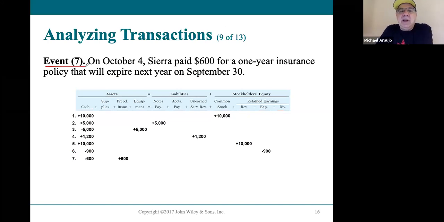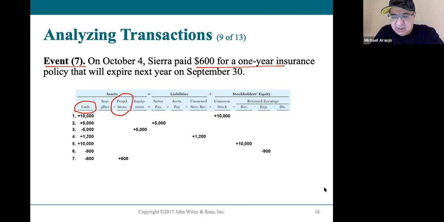Event number 7 happened when Sierra Corporation paid $600 for an insurance policy. We analyzed this. We said, okay, we have more prepaid insurance, but we used cash, so we have less cash. So let me go ahead and see if we can find new voices. Nick, you want to give it a shot? Talk to me like an accountant, Nick. We have more prepaid insurance. We have less cash. Is Nick there? All right, how about Cassandra? Are you there?